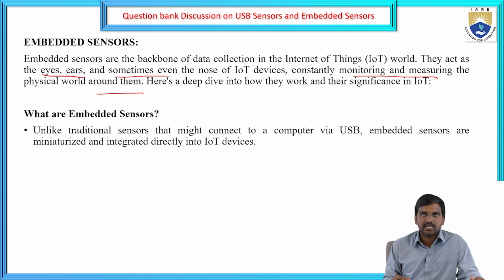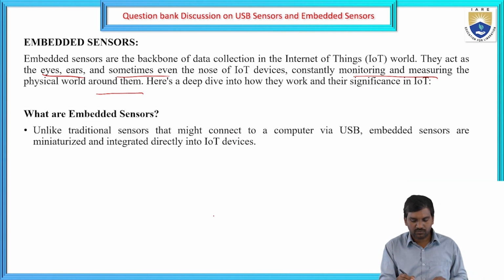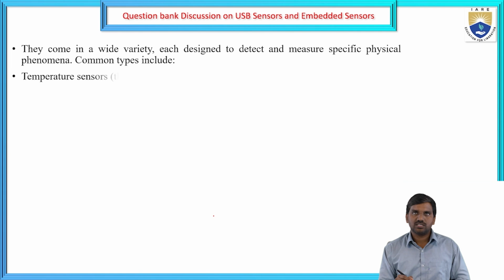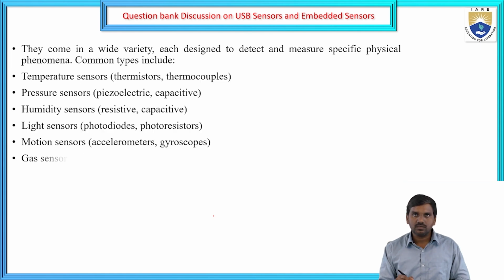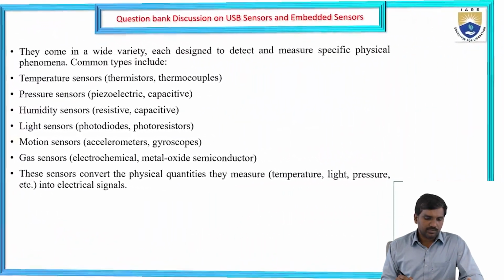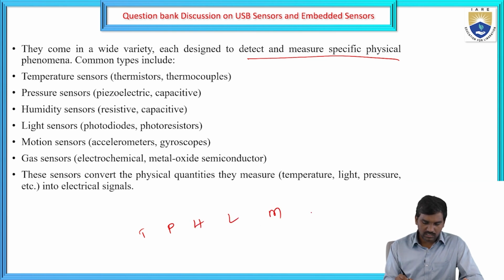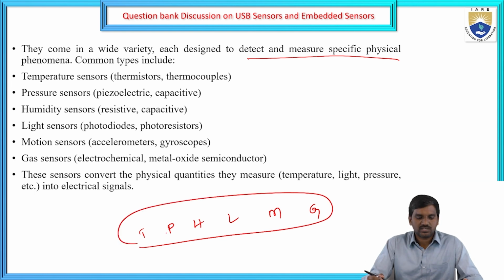What are embedded sensors? Unlike traditional sensors that might be connected to a computer via USB, embedded sensors are miniaturized and integrated directly into the IoT device. They come in a wide variety, each designed to directly measure a specific physical phenomenon. Common types include temperature sensors, pressure sensors, humidity sensors, light sensors, motion sensors, and gas sensors. These are the main kinds of embedded sensors.